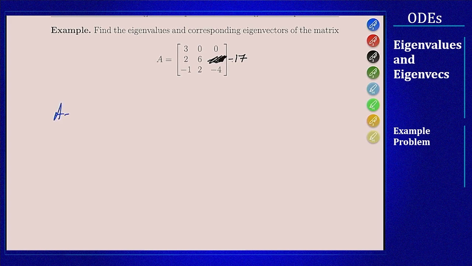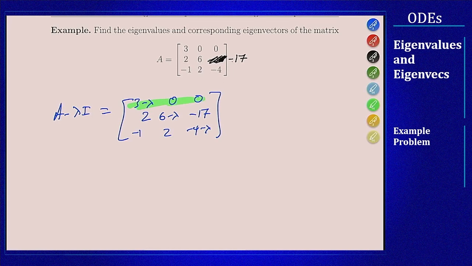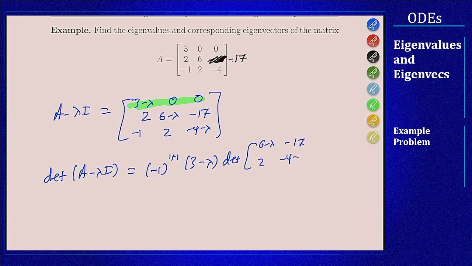So A minus lambda I involves subtracting lambda off the diagonal entry of the matrix. So 3 minus lambda, 0, 0, 2, 6 minus lambda, minus 17, negative 1, 2, minus 4, minus lambda. And for the determinant, we want to find the right row or column to use. In this case, we want to use row 1 because it has only one non-zero entry in it. So the determinant of A minus lambda I is the following: negative 1 to the 1 plus 1 times 3 minus lambda times the determinant of the corresponding minor, which is 6 minus lambda, minus 17, 2, minus 4 minus lambda.